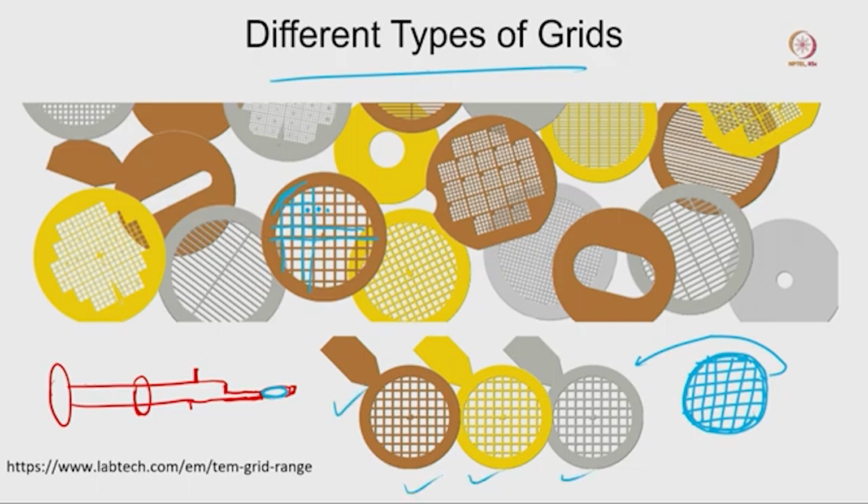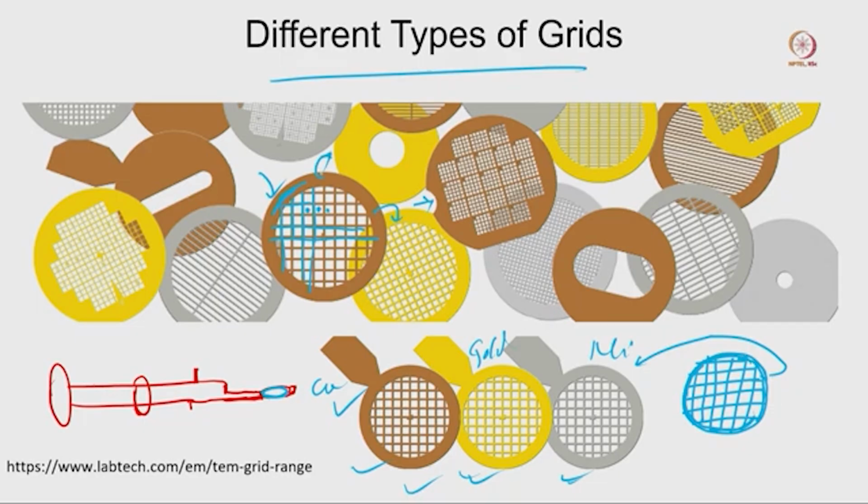One is a little bit brown in color, this is a copper grid, this is a gold grid, and this is a nickel grid. So, generally different types of grids are possible, with different metals we are using. Also, if you look, the shape of this grid is different from this particular grid. The shape of this grid is different from this one, and the shape of this grid is different from this.